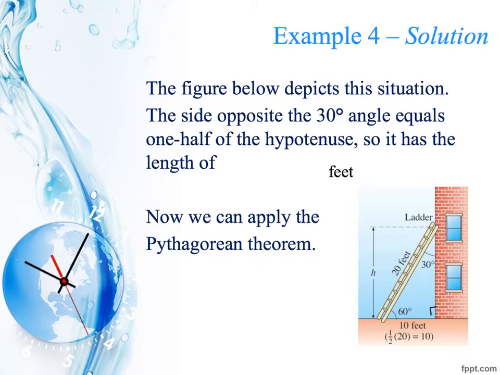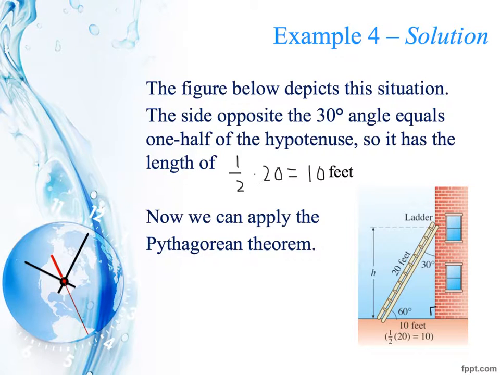So this figure shows what's described, and therefore you can see that the ladder is the hypotenuse of the right triangle. So the length of the side opposite the 30-degree angle must be half of that. Half of 20 is equal to 10 feet. Because again, we said that the hypotenuse will be twice as long as that leg opposite the 30-degree angle. So 20 is twice as long as 10.